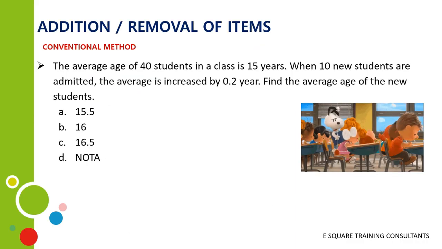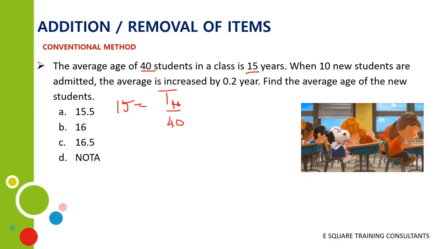Initially, we would solve this question by using the conventional method, and the same question will be solved by using the shortcut. So let's see how much time we are going to save. The question reads, the average age of 40 students in a class is 15 years. As we know, average is the sum of all the items divided by the number of items. So this 15 is nothing else but the total age of all the 40 students of the class divided by the total number of students, which is 40.